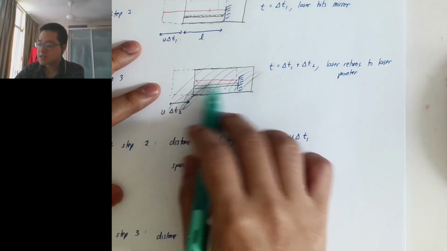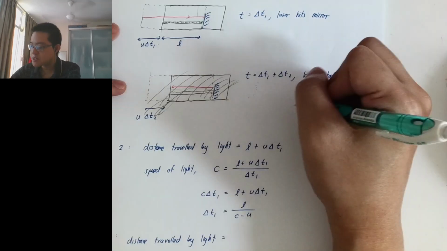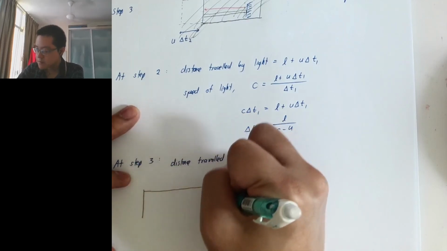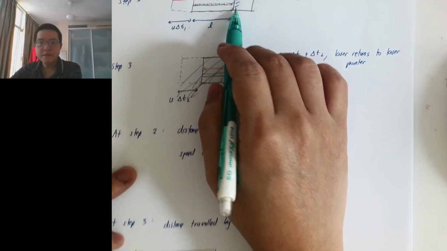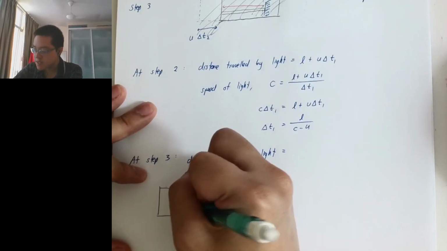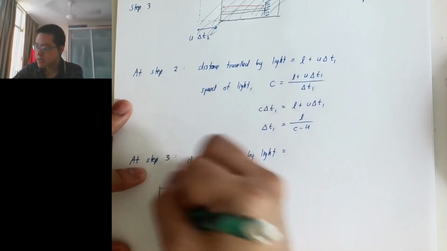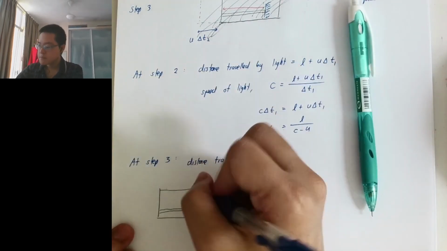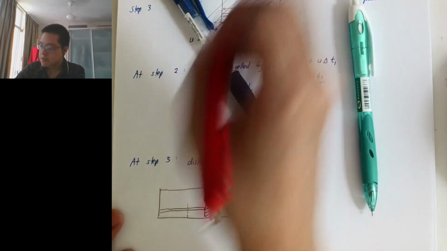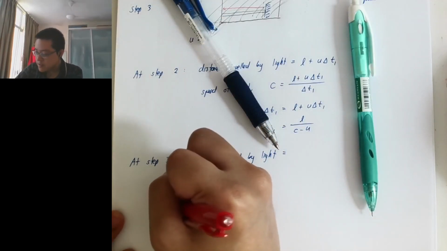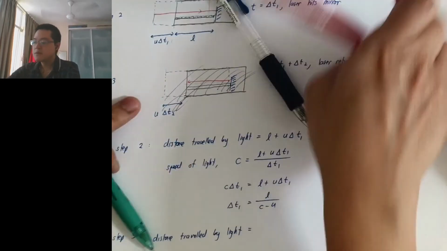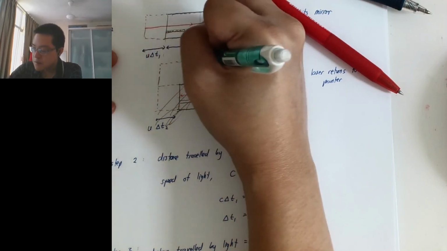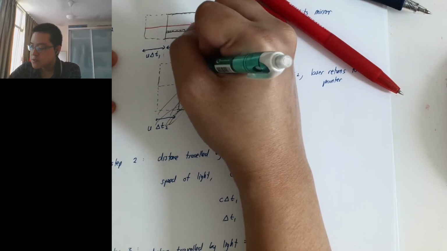The distance traveled by light is not L. It looks like L, so I got the wrong impression there. Let me draw the picture again. The distance traveled by the light: when it left the mirror, the mirror was here. But now the ruler, the whole system, has moved forward. So the distance traveled by light is actually like this. Let me draw this one more time just to synchronize with this image. So my train is here.